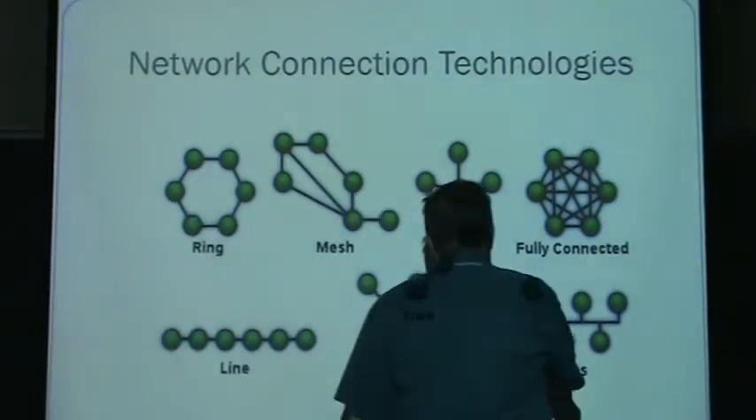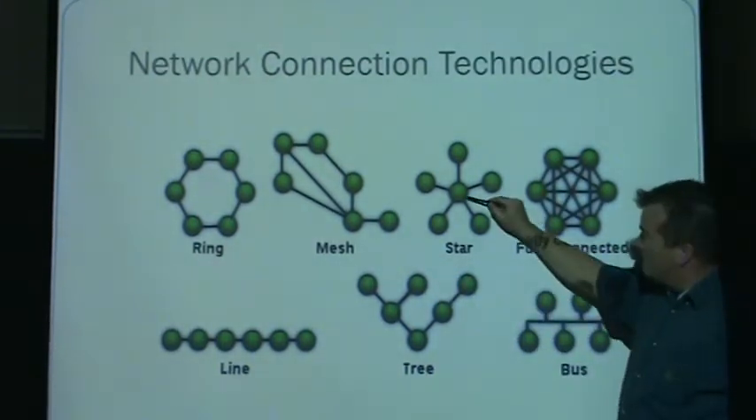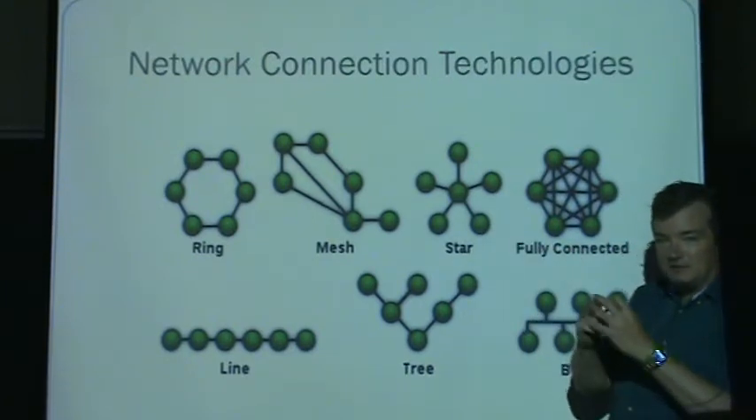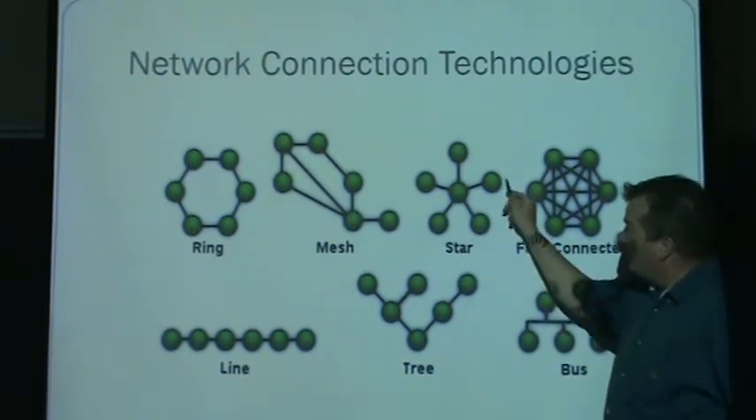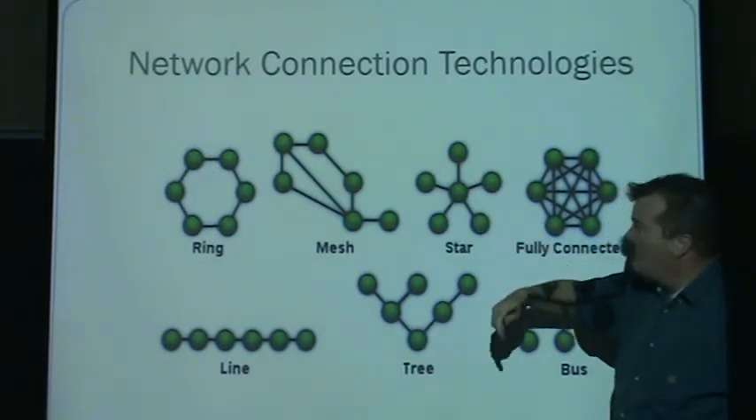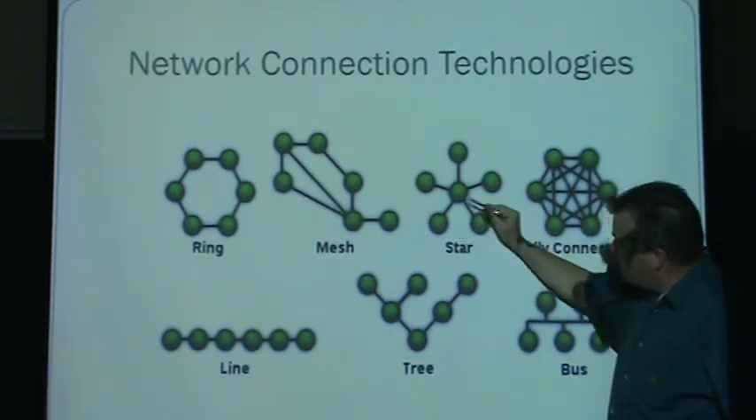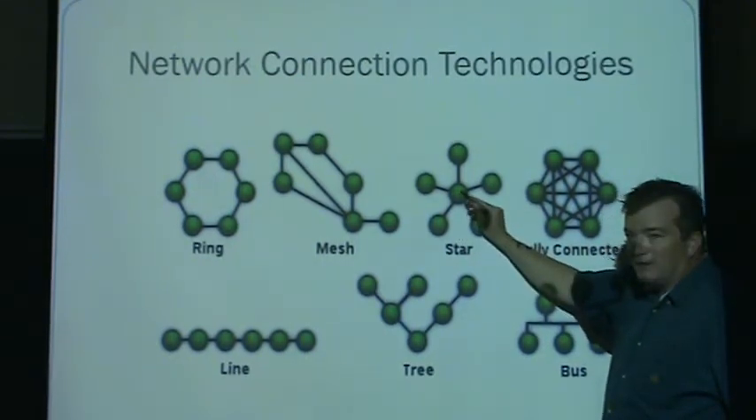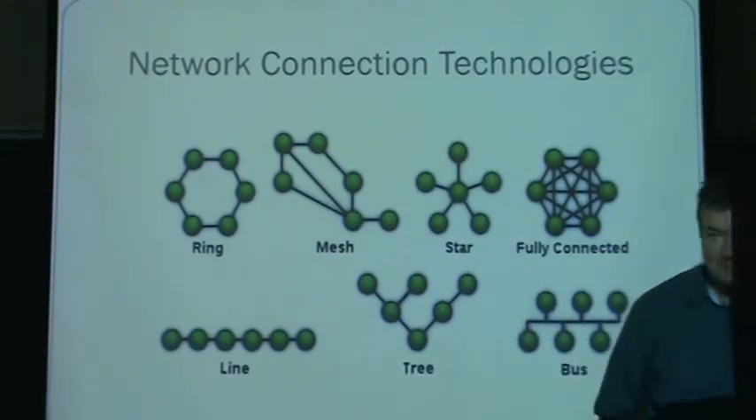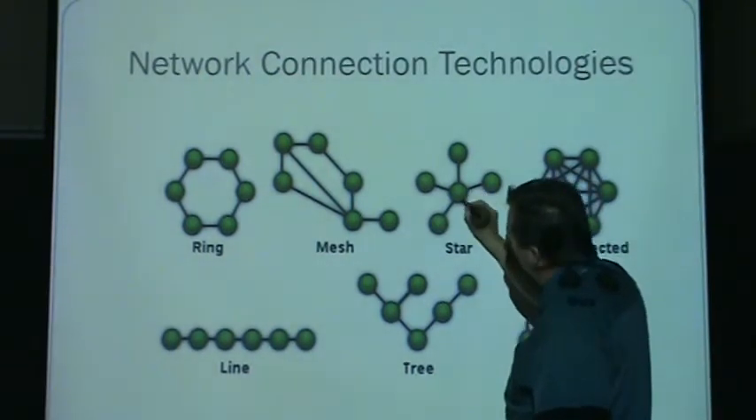I'm going to skip the mesh for a little while. The star is the case where one node is picked to be the center of the network, and every node is connected to that node. So if you want to send a message from this node to this node, you always send it to the center, and the center routes it to where it's going. So there would always be two hops. The more nodes you're plugging together, the more work you're putting on the middle one.